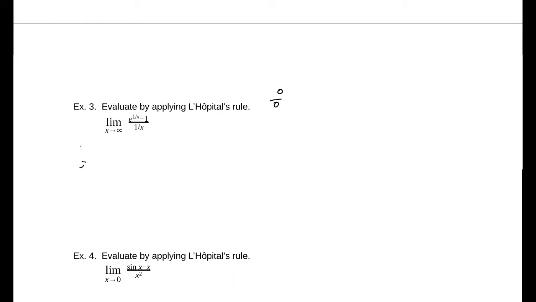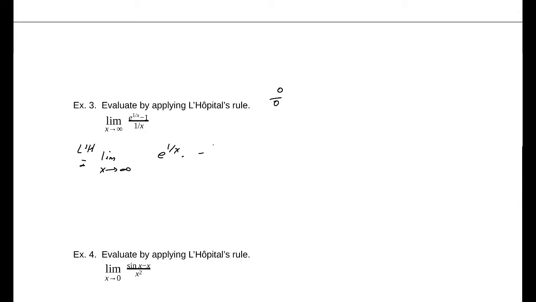Because L'Hopital's rule applies, go ahead and keep our limit. Now the derivative of the numerator is e to the 1 over x times negative 1 over x squared. And the derivative of our denominator is negative 1 over x squared. So algebraically, this is equivalent to the limit of e to the 1 over x. And as we noted earlier, that actually goes to 1. So our limit there is 1.